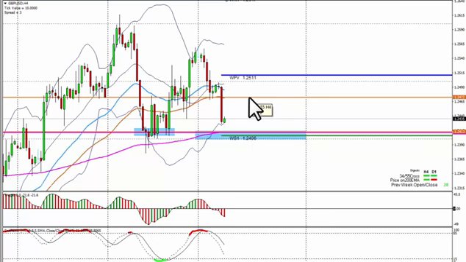Why? Because it's a 4 hour 55, and if that breaks, keep your eye on the psychological level of 2500 and 2511 for that main profit take area.